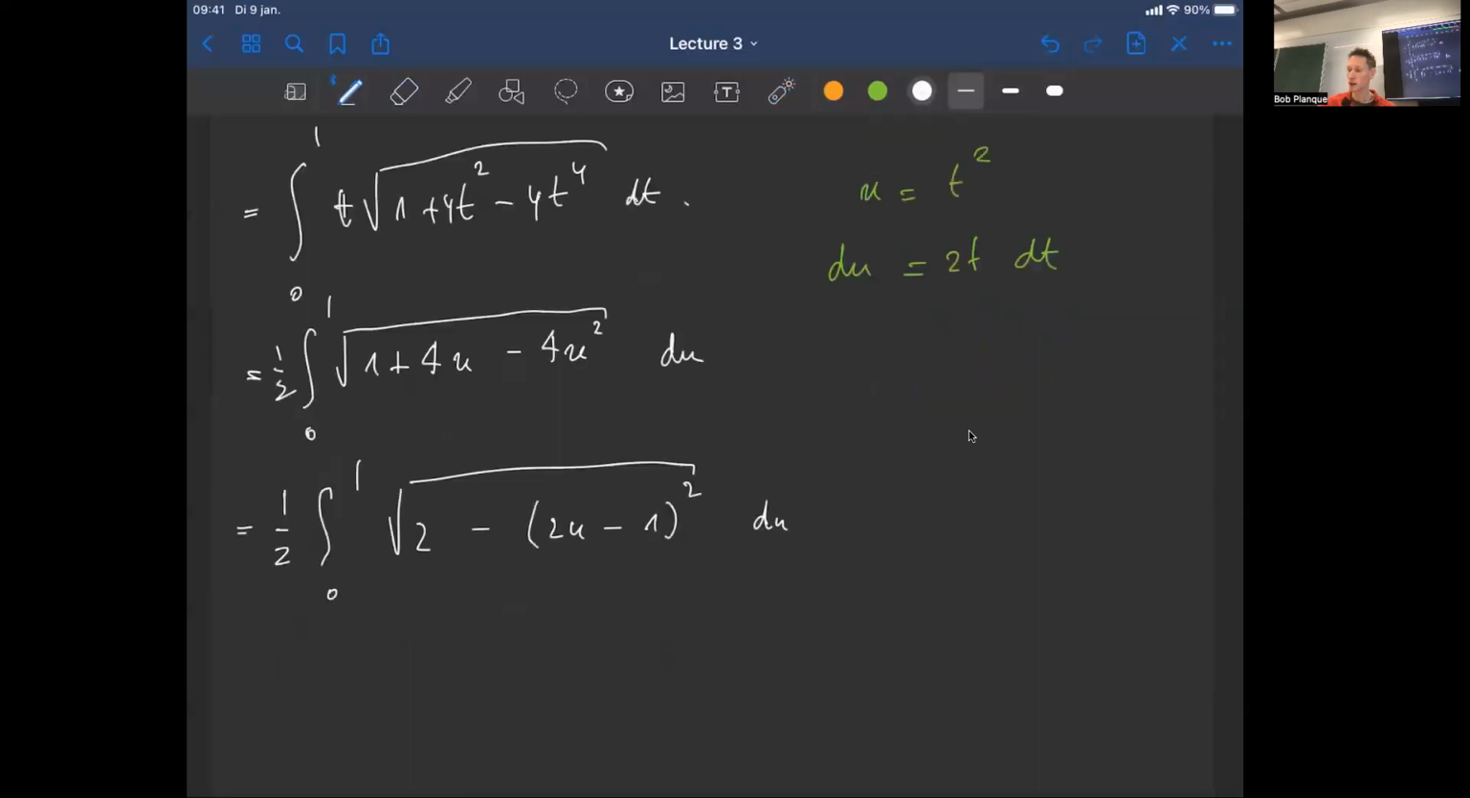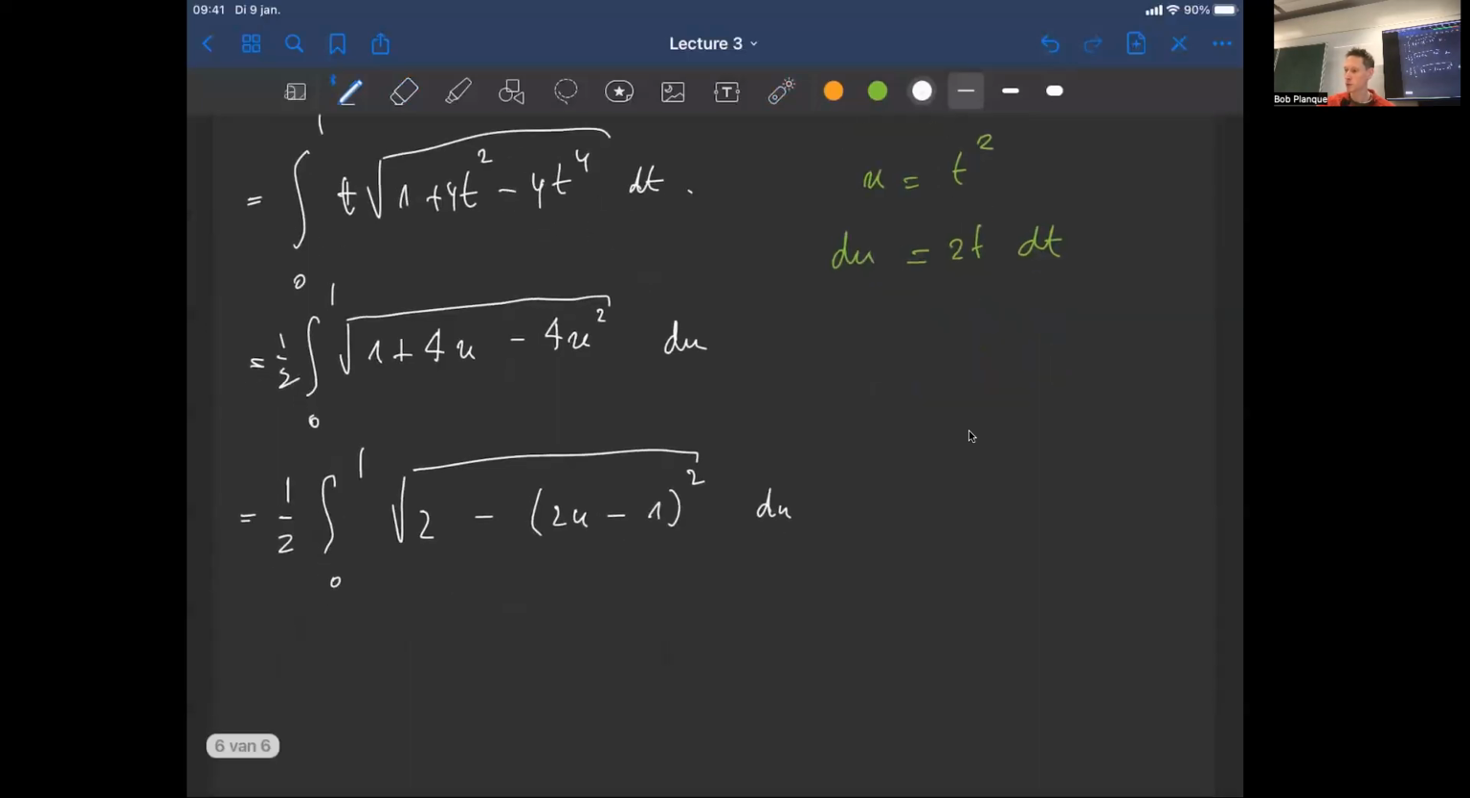And so this now gives us a new substitution, where now I say v equals 2u minus 1, and dv equals 2 du. Yeah, this is a horrid one. And so I get another factor of a half. And v goes from -1 to 1, where u goes from 0 to 1. But I have 2 minus v squared dv. This is as simple as it's going to get.